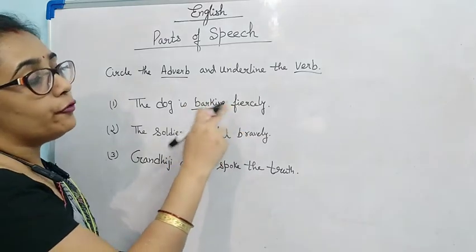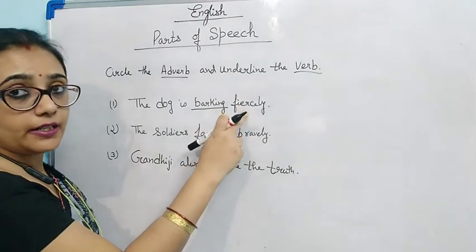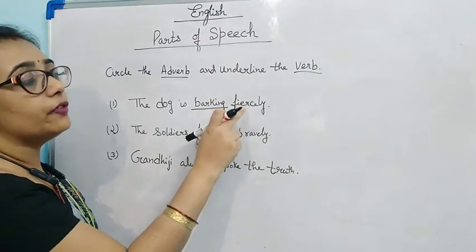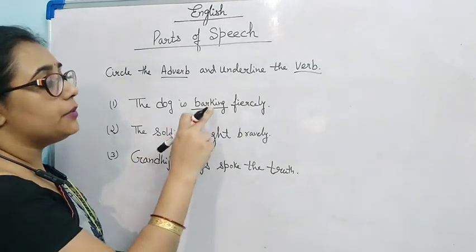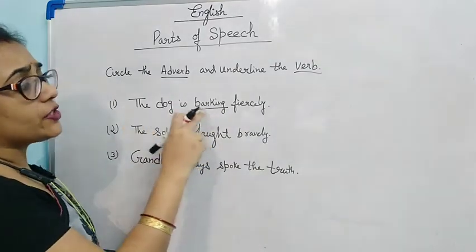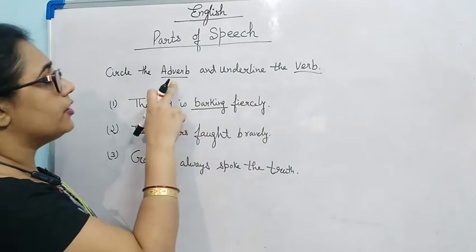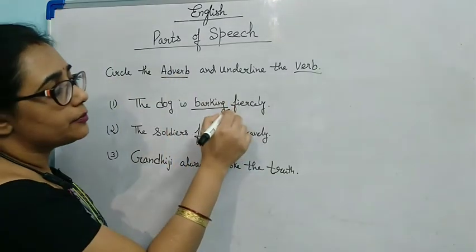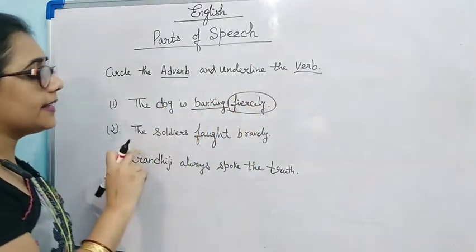Now, fiercely. How this action has been done? Fiercely word is modifying the word barking. That means the action has been done fiercely. This is what? This is adverb. So circle the adverb. So we will circle it. Clear? See the next sentence.